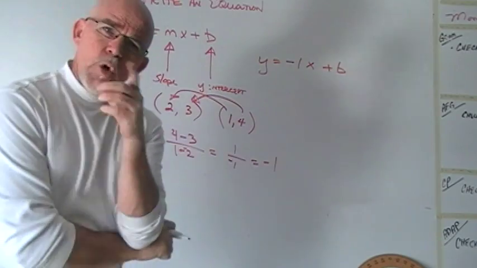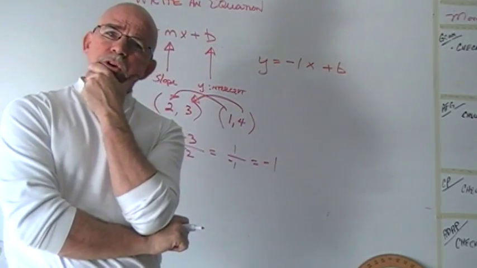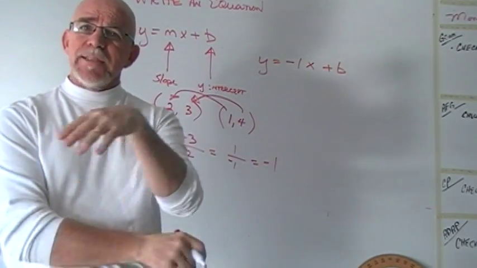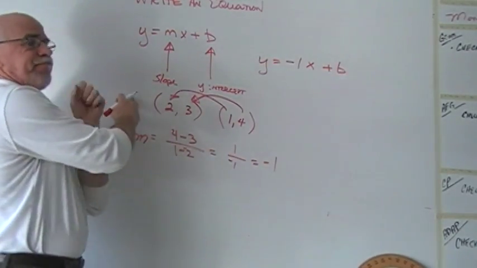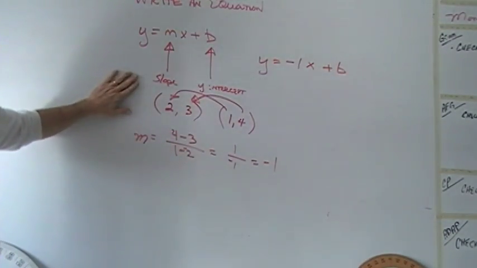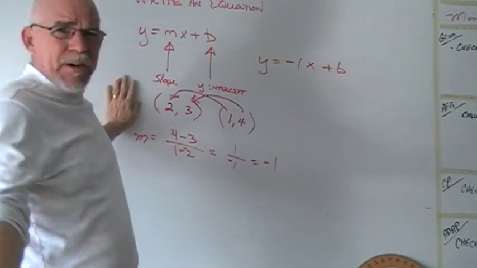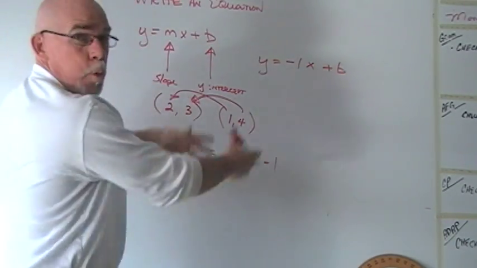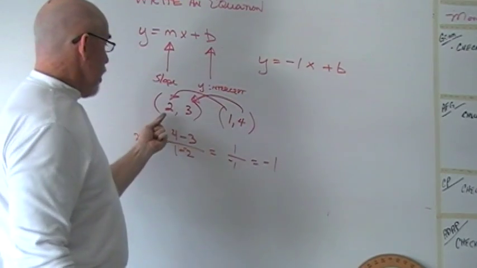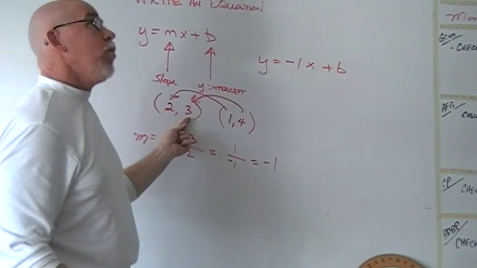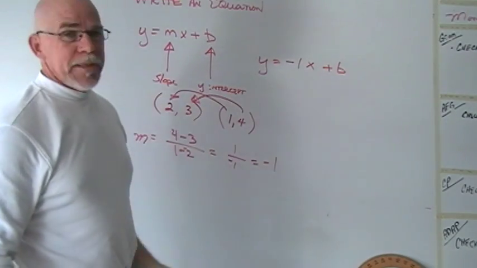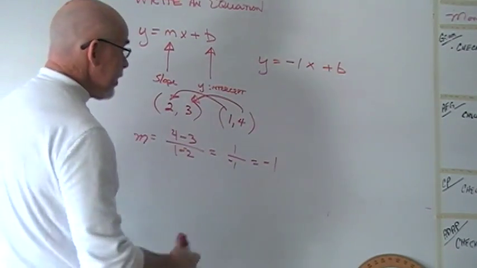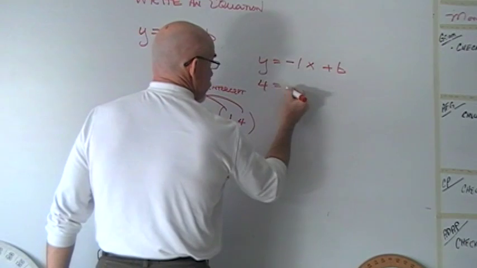I wonder, where could we get a number for y and a number for x that makes sense for this problem? That's right. You could use those 2 points, either of those 2 points that you wish.